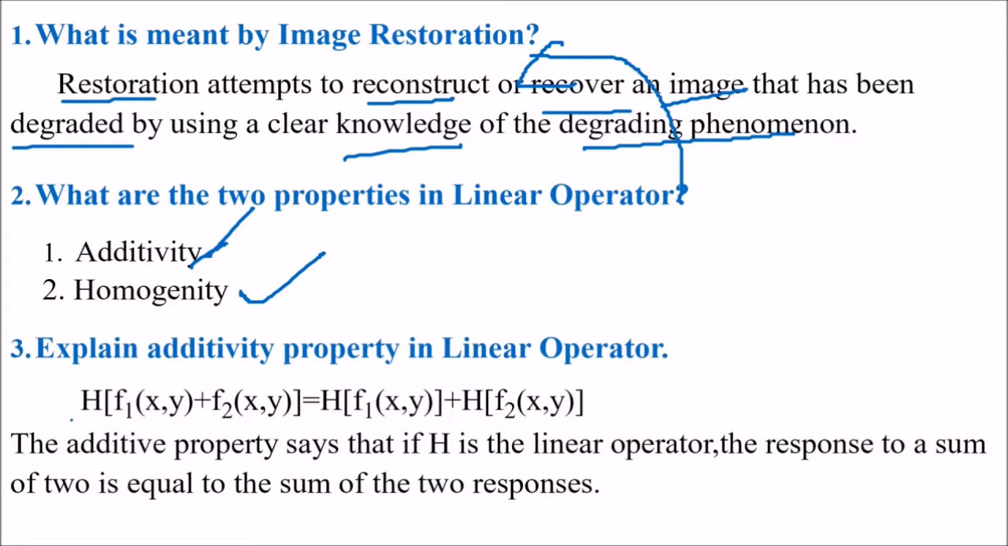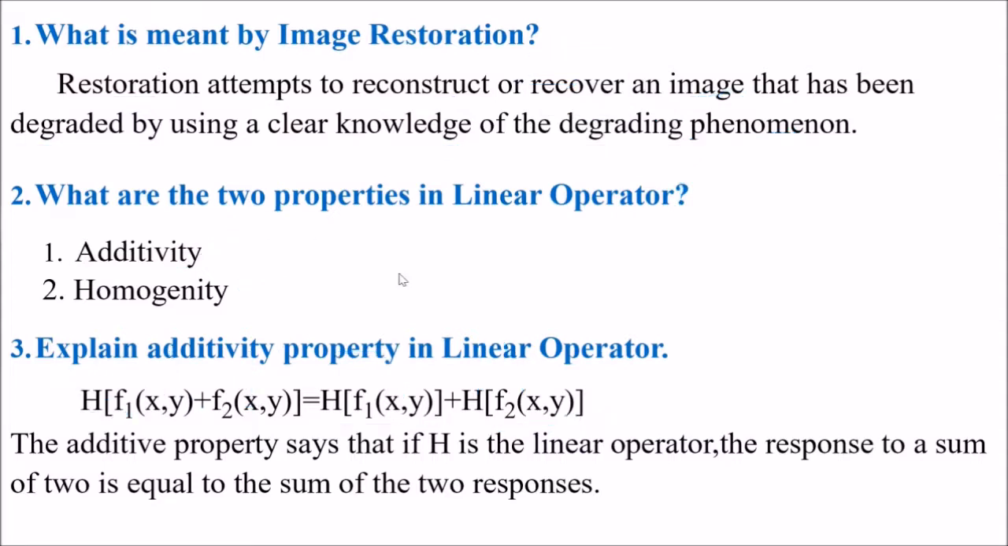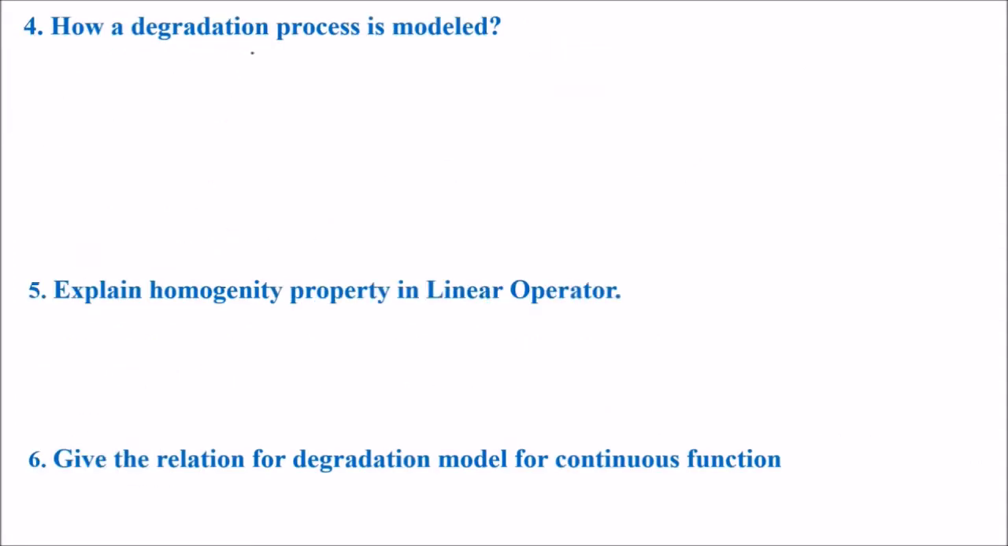Let me tell you first. The additive property says that if this is a linear operator, the response to the sum of two inputs is equal to the sum of the two responses. That means if you take the linear operator of f1 and add it with the linear operator on f2, it will be equal to adding f1 and f2 first and then applying the linear operator. This is the additivity.